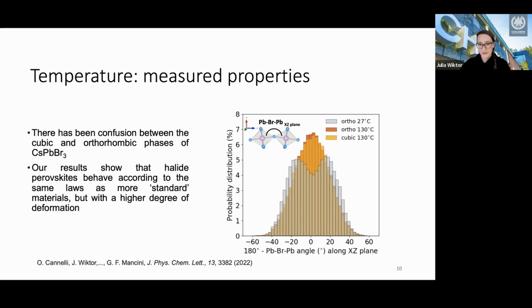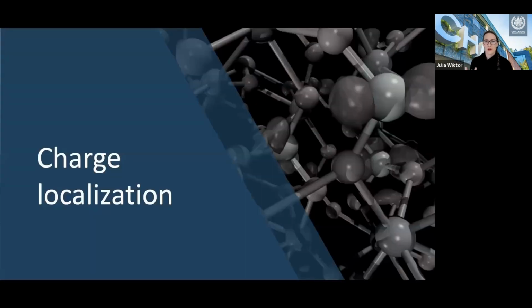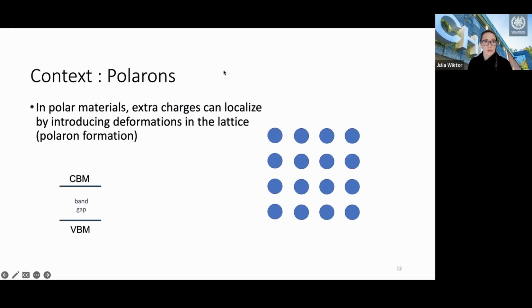Okay, that was all I wanted to say about this disorder. And now I want to talk a bit more about charge localization in these soft lattices that can deform easily. So what is this charge localization? I'm basically talking about polaron formation, which are self-trapped charges that can appear in a semiconductor.